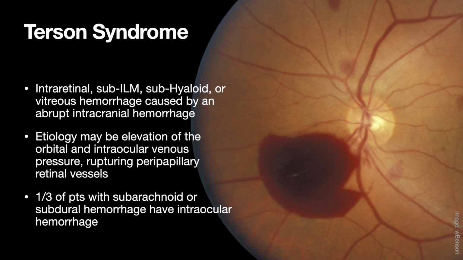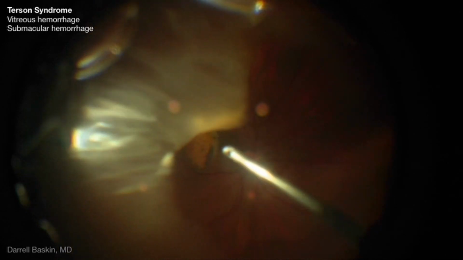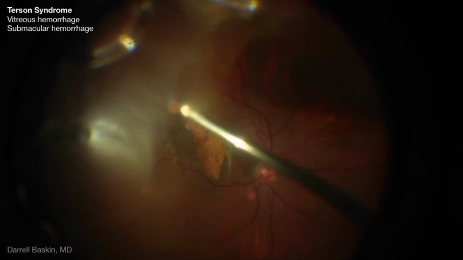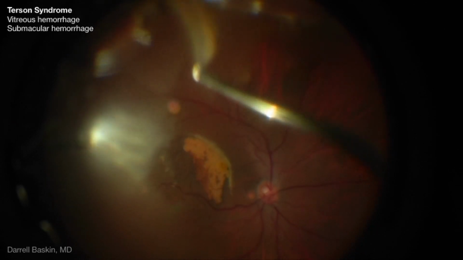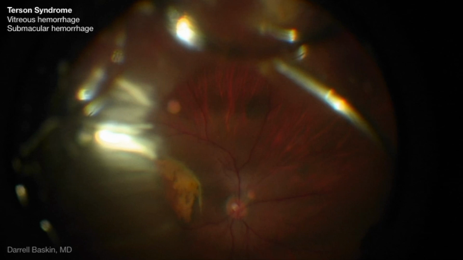And then Terson syndrome, intraretinal, sub-ILM, subhyaloid, or vitreous hemorrhage caused by an abrupt intracranial hemorrhage. So now we had RAMs, we had Valsalva, we have Terson's, all causing blood in multiple layers. So here's a patient that I was removing blood from last fall from Terson syndrome. Oh, that's some really bad news. She had a big submacular hemorrhage. That was the first eye I operated on.